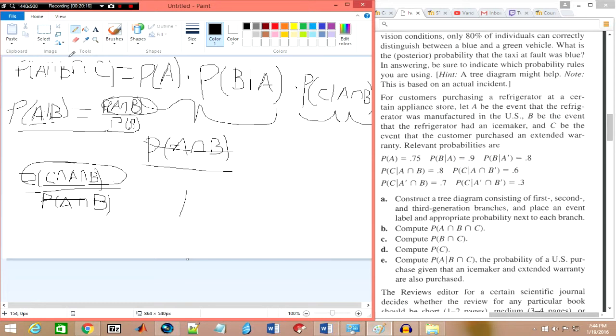So that equals 0.75 times 0.9 times 0.8, which now I have to get out my phone to do. 0.75 times 0.9 times 0.8 is 0.54. And blammo, we got our answer.